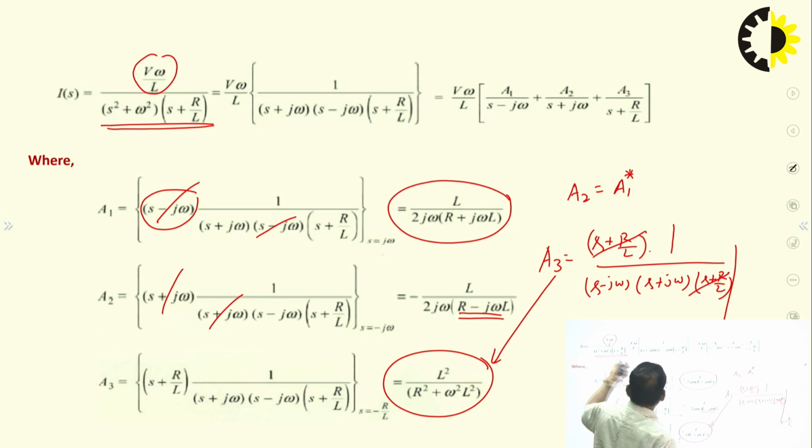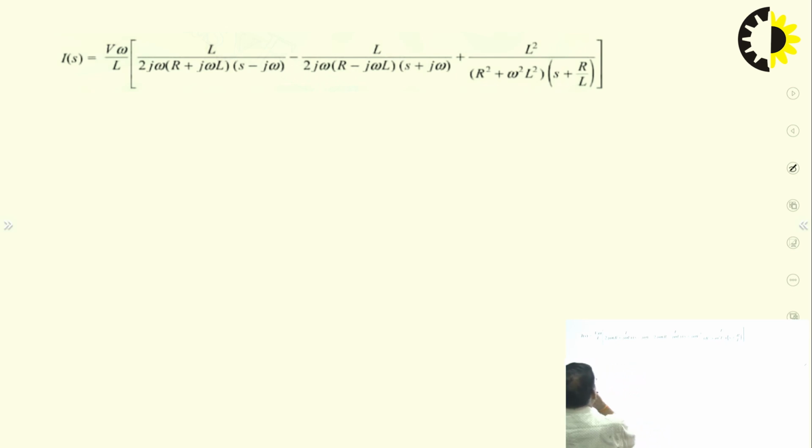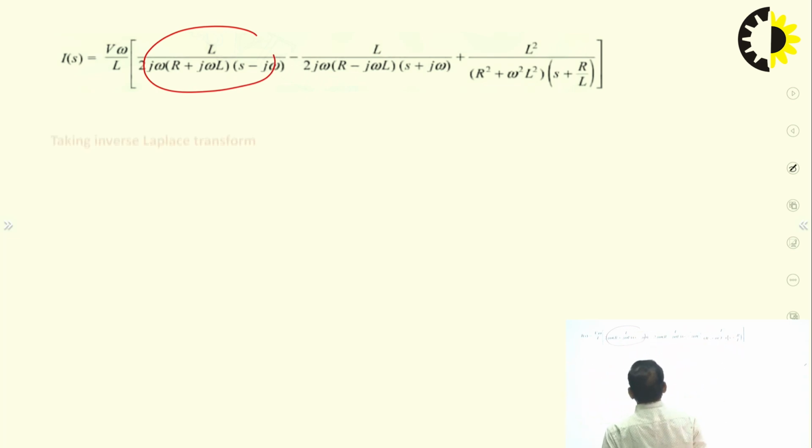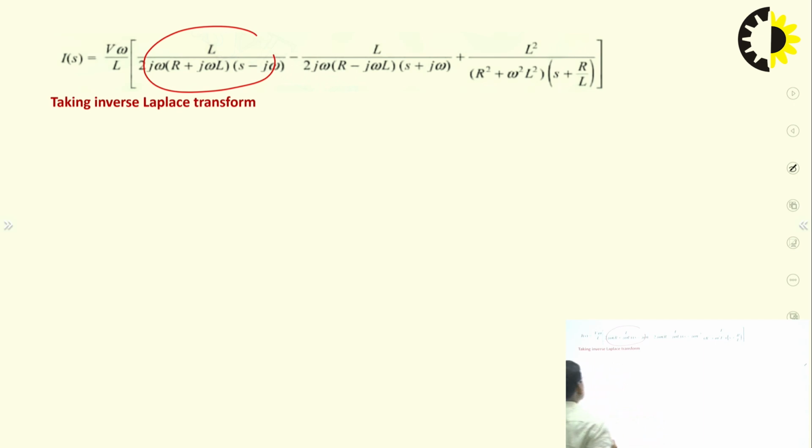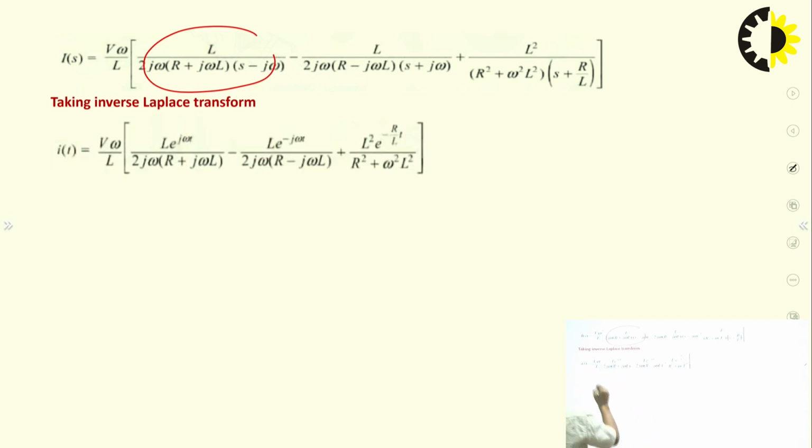Okay, so we can get the value of a1, a2, a3 using the Heaviside expansion theorem. Now put the value of all the coefficients a1, a2, a3. Basically these are the pole residues a1, a2, a3. So b omega upon L, this is after putting a1, a2 and a3. So taking the inverse Laplace transform, b omega upon L, this is in the time domain.